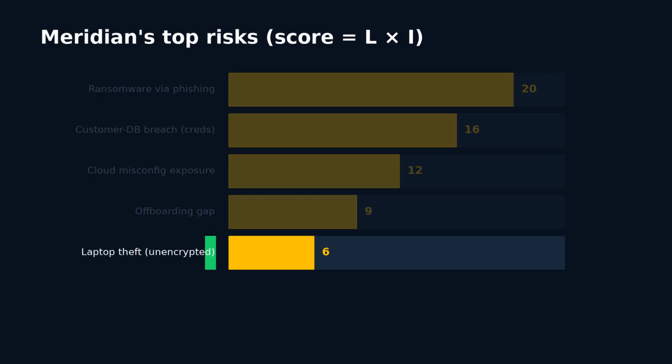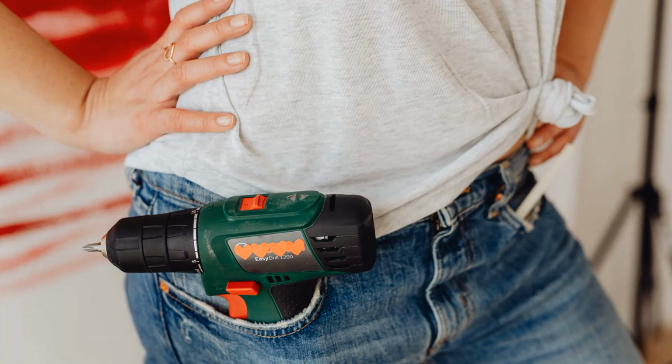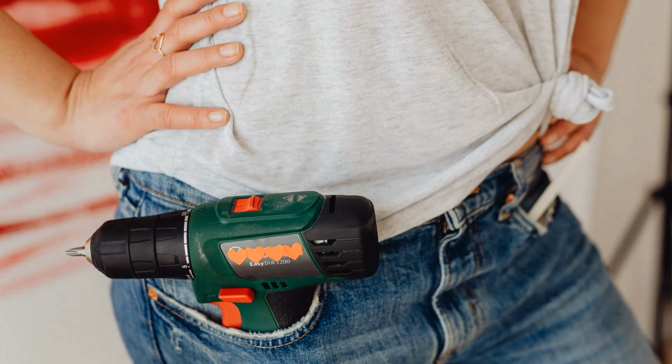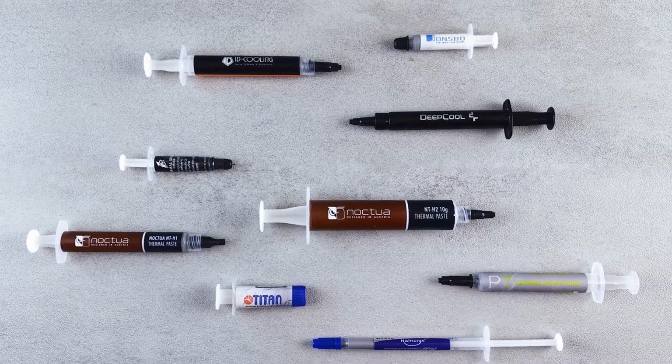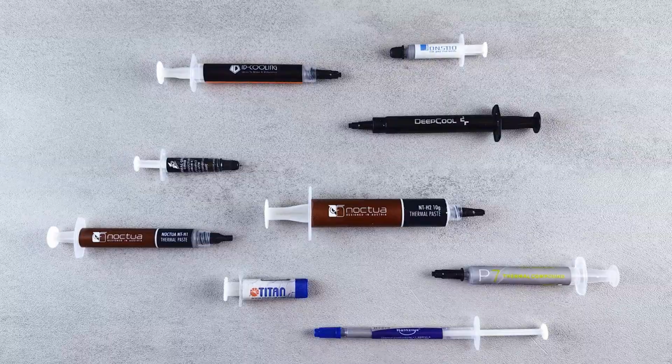After treatments land, rescore, that's residual risk. Showing ransomware falling from 20 to 12 on the same map is the single most persuasive picture you will ever put in front of leadership. And the offboarding gap at 9, that's a policy and a checklist, practically free. Low score doesn't always mean low priority when the fix costs an afternoon.